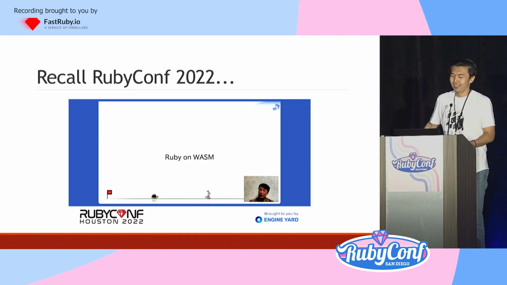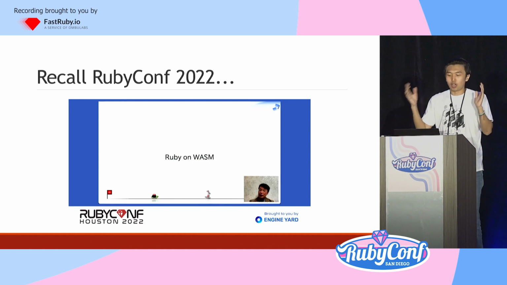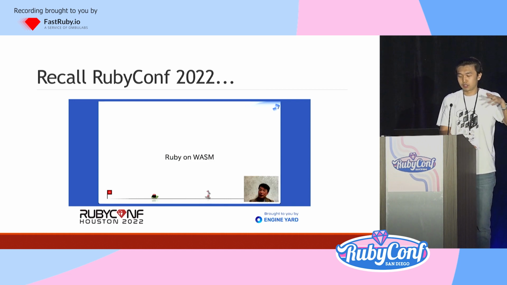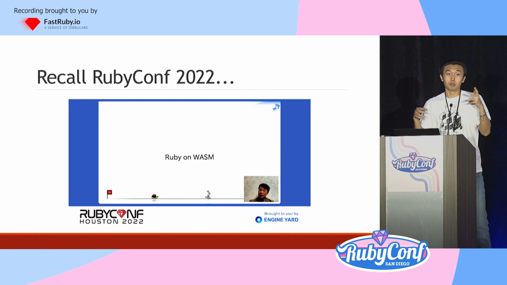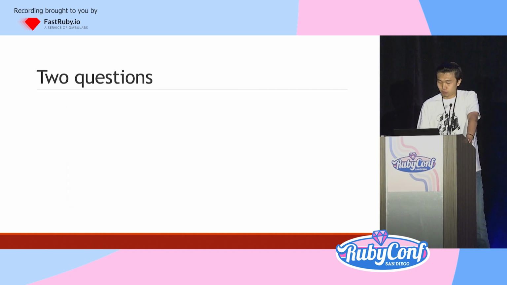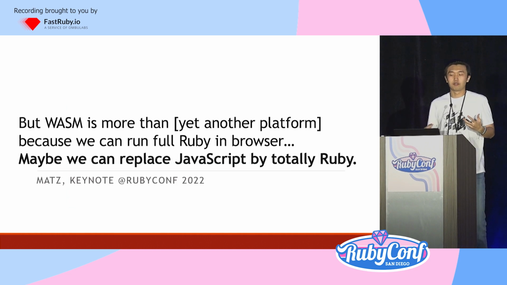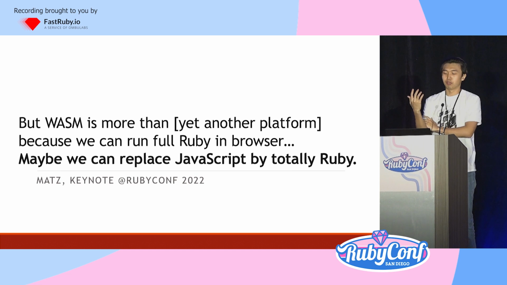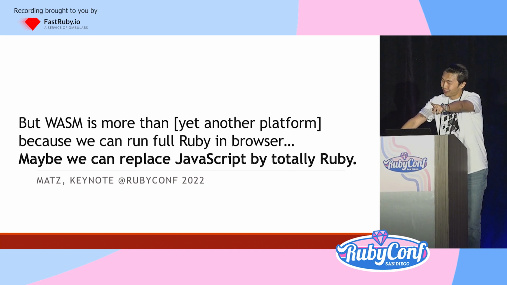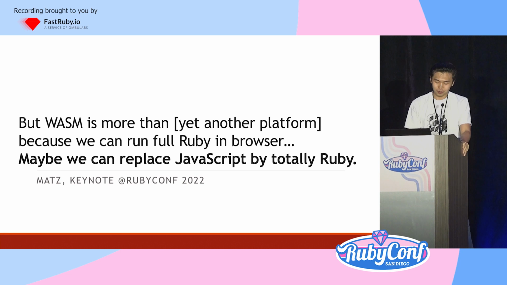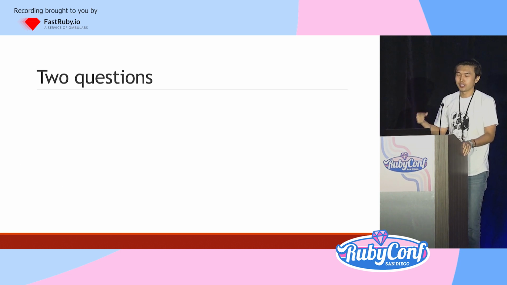Just to give everyone some context, at last year's RubyConf, Matz introduced a new addition coming with Ruby 3.2, which is that the Ruby VM now runs on WebAssembly. The implication of this advancement is that we can potentially replace JavaScript with Ruby in the browser, opening the door to a fully Ruby front end, potentially. But then we have two questions that naturally follow.